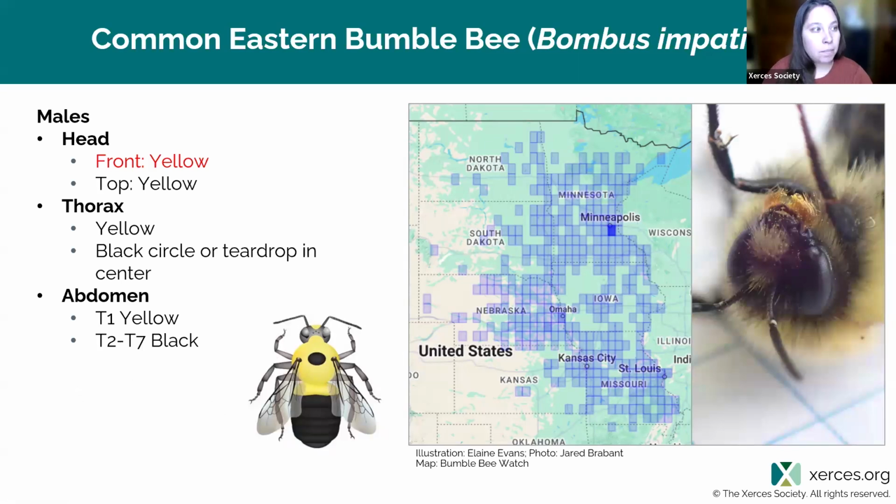The color patterns of the males are very similar. The abdomen is completely black except for T1, which is yellow. The thorax is yellow with a black circle or teardrop in the center. And then on the head, the hairs are yellow on the top of the head and yellow on the face. So that's different than the females. You can see here this little patch of yellow hairs. That's a nice cue that this is likely a male. I kind of think of it as being their little mustache.